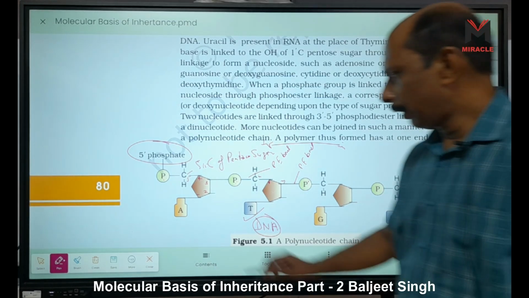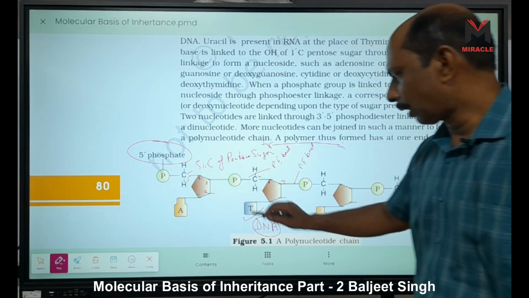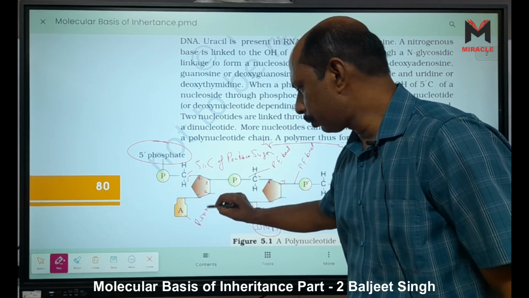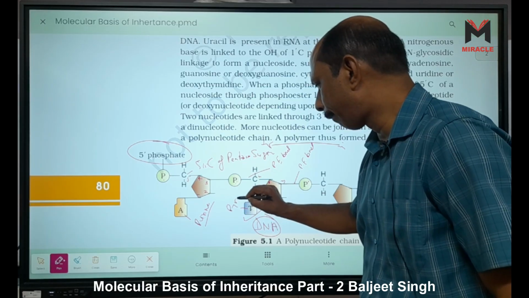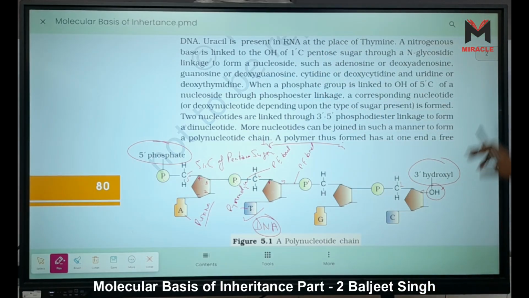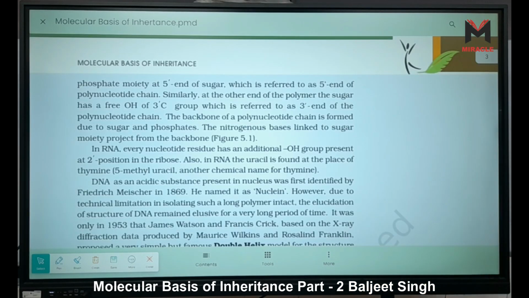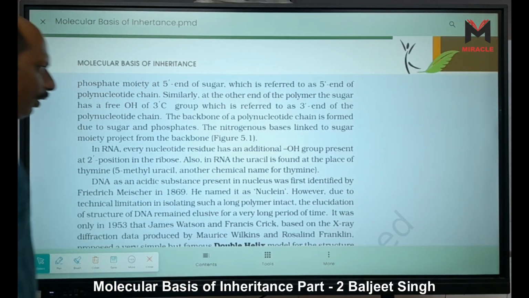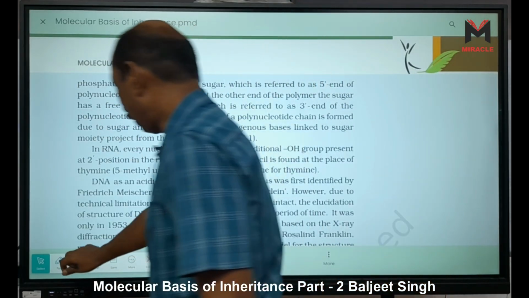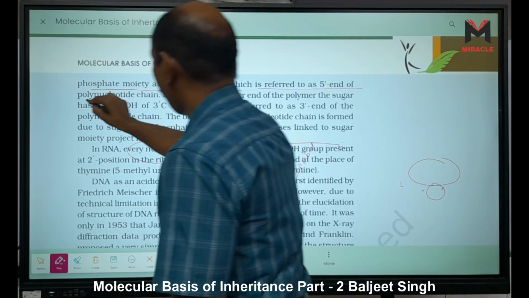This one is adenine. How do you know it is adenine? Because here a double cyclic structure is there, but here there is a single hexagonal cycle. So we understand this one is a purine made up of two cycles, and this one is a pyrimidine. The phosphate moiety at the 5' end of the sugar is referred to as the 5' end of a polynucleotide chain.